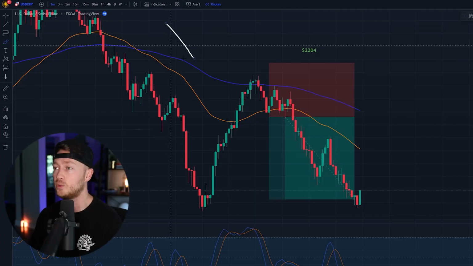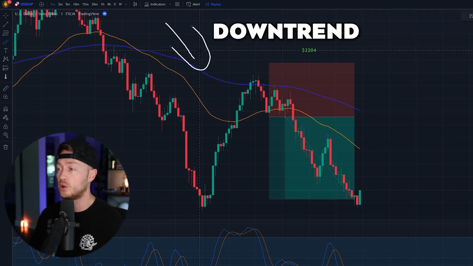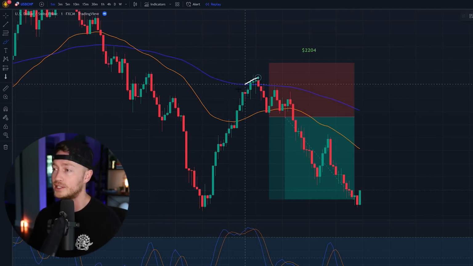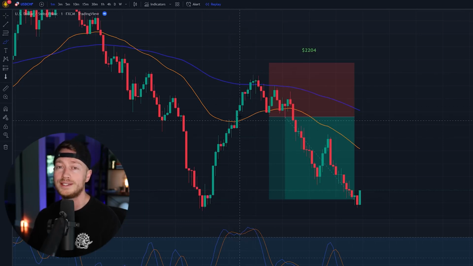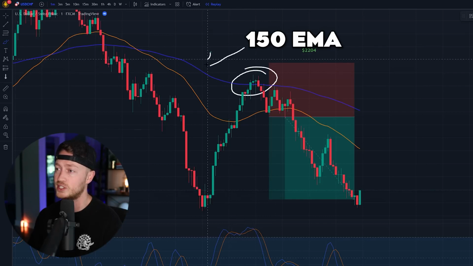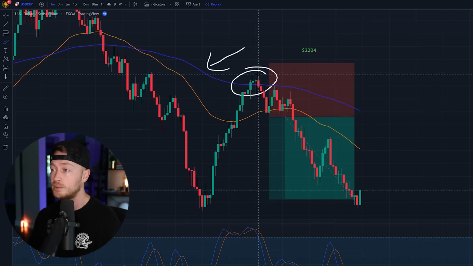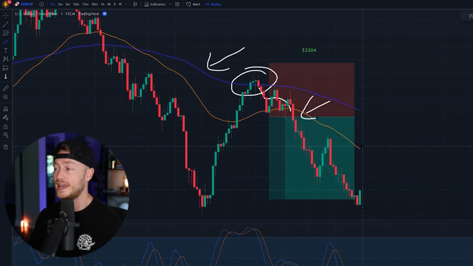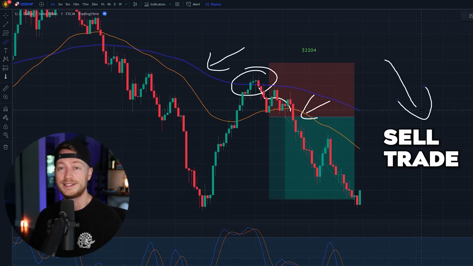You can see here we are in a bit of a downtrend on the lower time frame. Now what I'm looking for is a little bit of a pullback. You can see I get a pullback. What I want to see is the price come and test this 150 EMA, which is this line right here. And then I want to see the price come down and start to break through the 50 EMA, which is this line right here. In this case, obviously I'm looking for a sell trade, right?